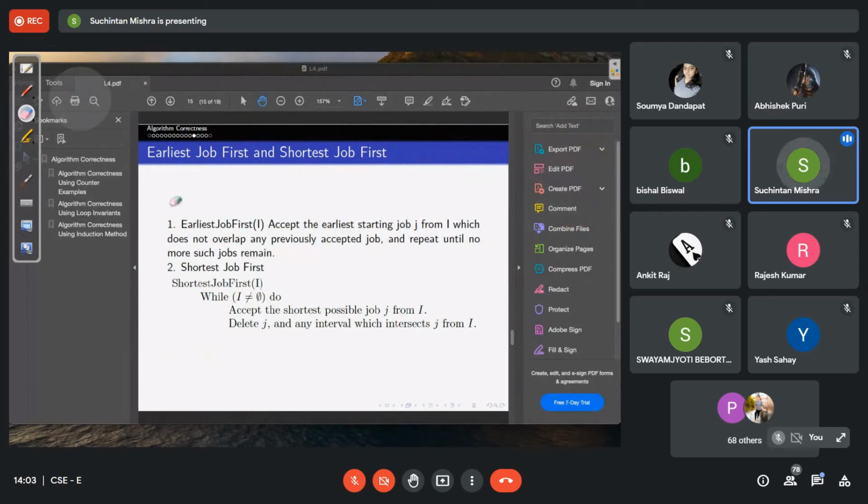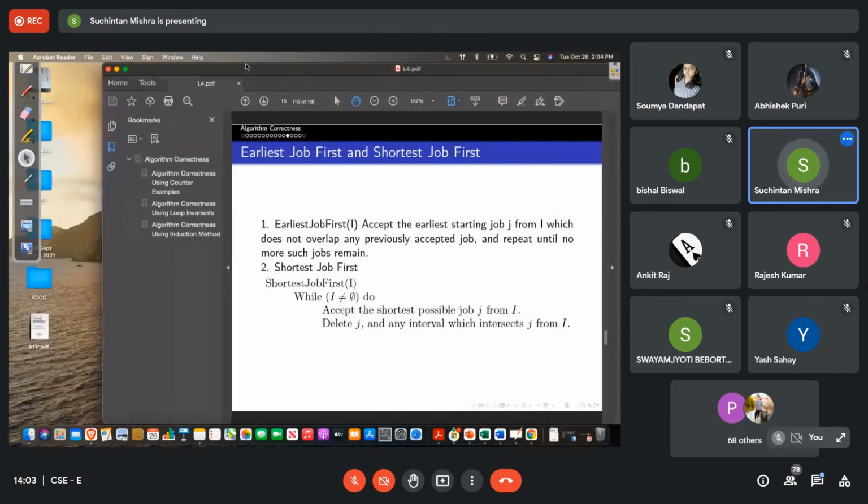Okay. So we'll start the discussion from here itself. I'll share the slides. You can try to go through the slides and come up with a counter example, as I have shown for the previous case, which is robot tour optimization. We'll discuss from here itself.